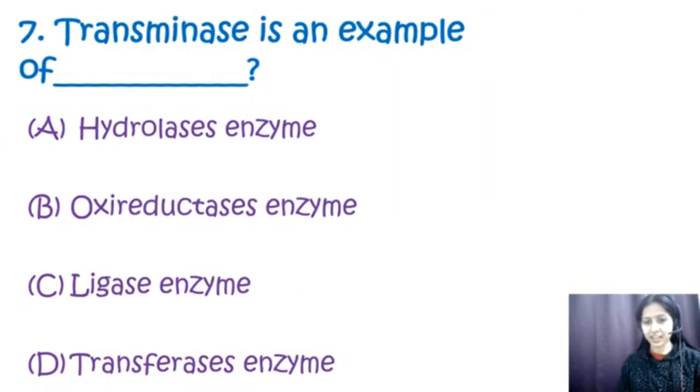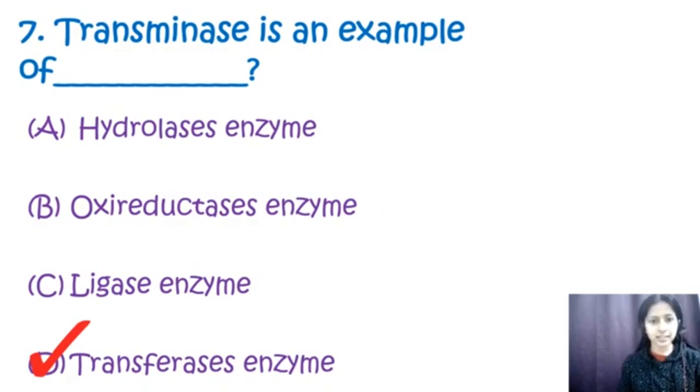So here the correct answer is intrinsic parameter, option number A. Question number 7. The transaminase is an example of option A hydrolase enzyme, option B oxidoreductase enzyme, option C ligase enzyme and option D transferase enzyme. The correct answer is option number D, that is transferase enzyme. So the function of this transferase enzyme, actually it transfers the functional group from one molecule to another molecule.